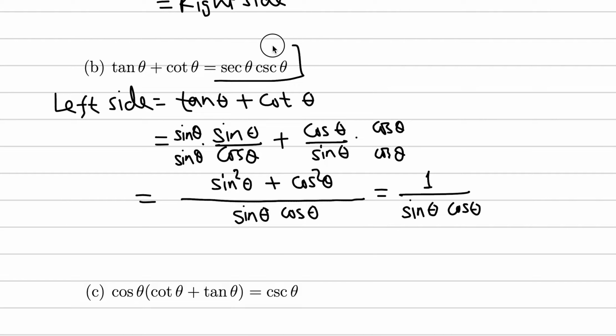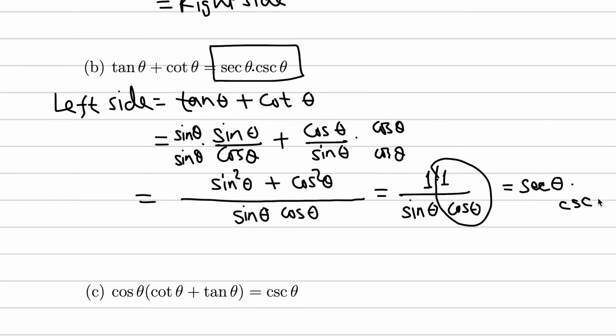Now let's look at our destination. We are supposed to get secant cosecant. Secant is the reciprocal of cosine, 1 over cosine. Cosecant is 1 over sine. Yes, we have that. So we can write 1 as 1 times 1. And now 1 over cosine is secant, and 1 over sine is cosecant. That's how we get the right hand side.